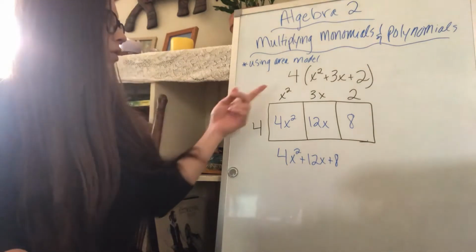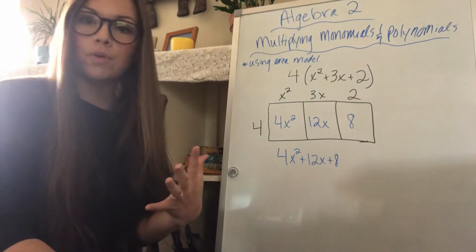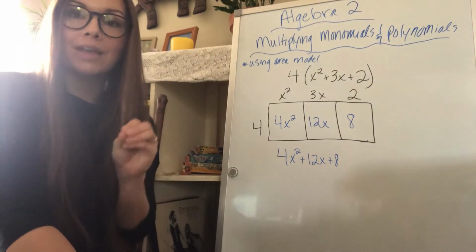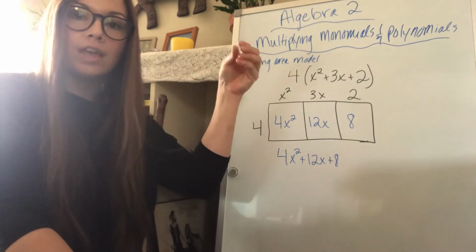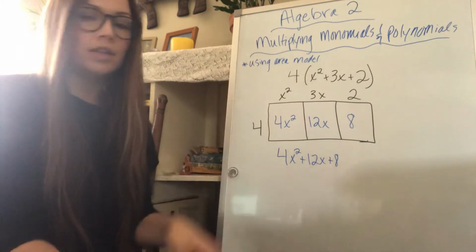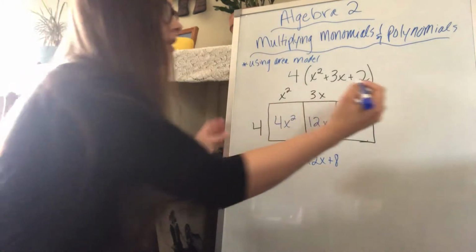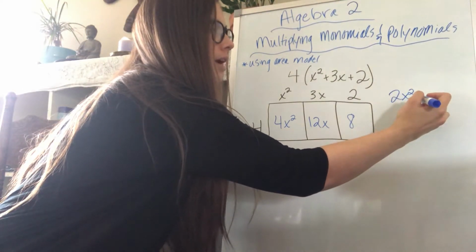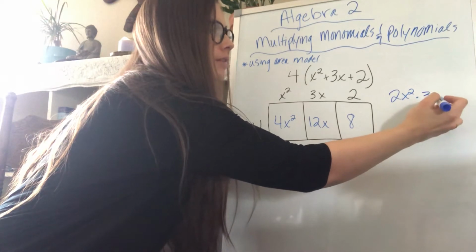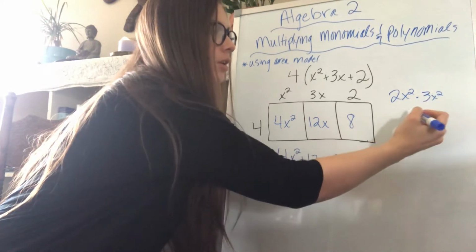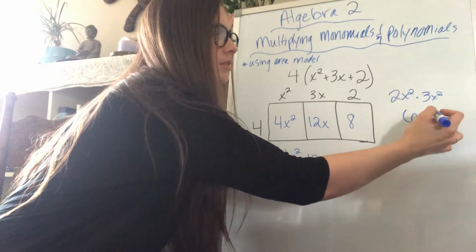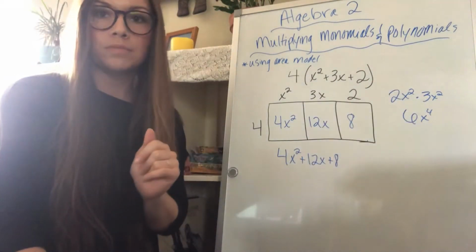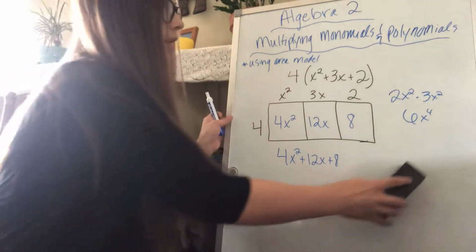Okay, so when we just have one term times the many, it's pretty simple, especially when that first term doesn't have any variables. Remember that when you are multiplying variables, if they have an exponent, you're adding those exponents, okay? So for example, if you had 2x squared times 3x squared, you'd end up with 6x to the fourth. Okay, because when we multiply the variables, we add the exponents. So remember that for our next one that we do.